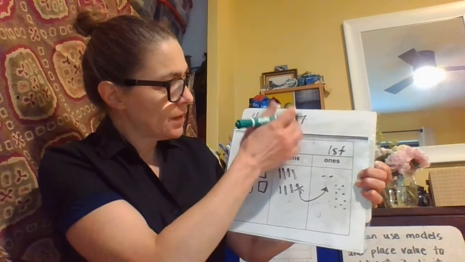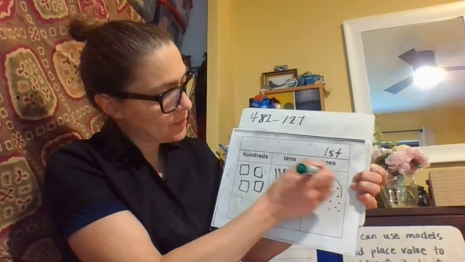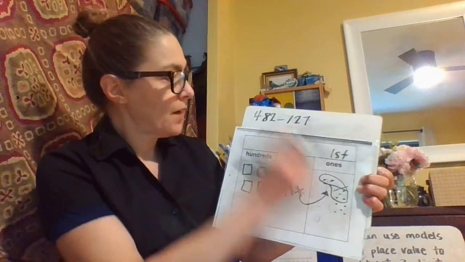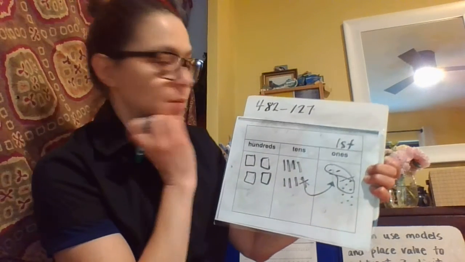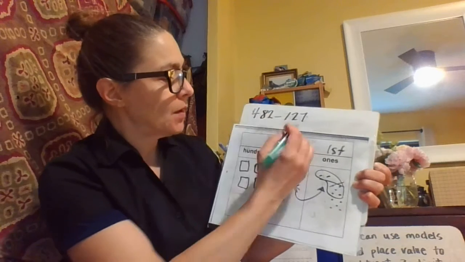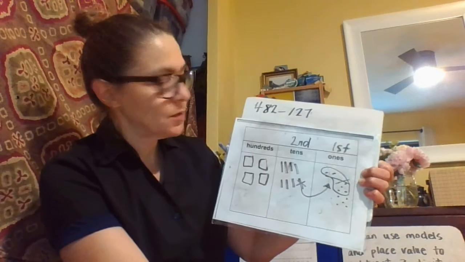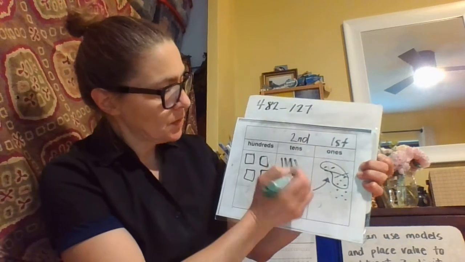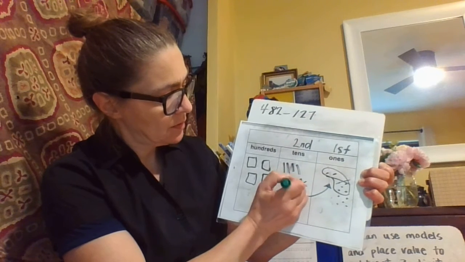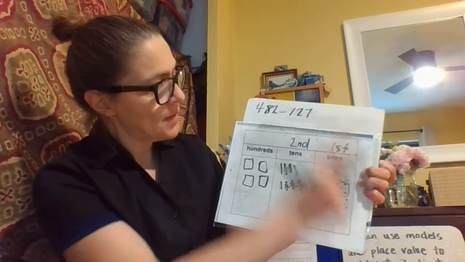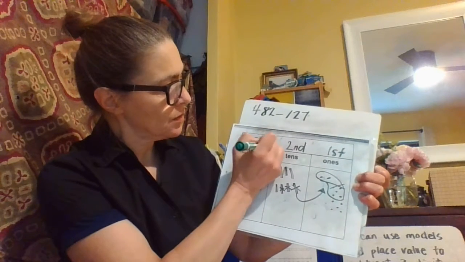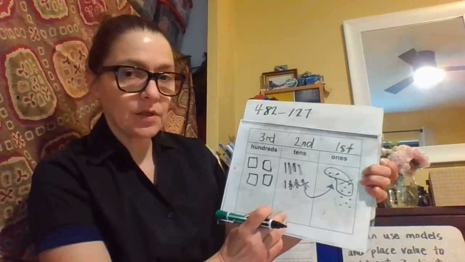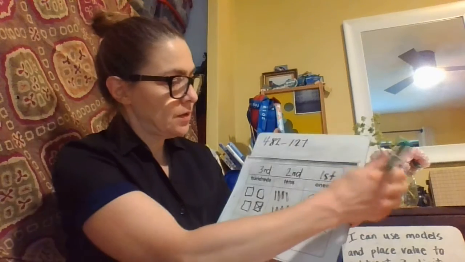Okay, so now we can minus the 7. So 5 plus 2 is 7, and I'm going to go ahead and cross that out. So I've done my first column, my ones column. Now I'm going to go to the tens column, and that's what I do second. And I see that I'm taking away 2 tens. So I'm going to go ahead and cross off 2 tens. Then I go to the hundreds, and that's the third place value column I'm going to use. And I see that I'm minusing 100. So I'm going to cross off 100.